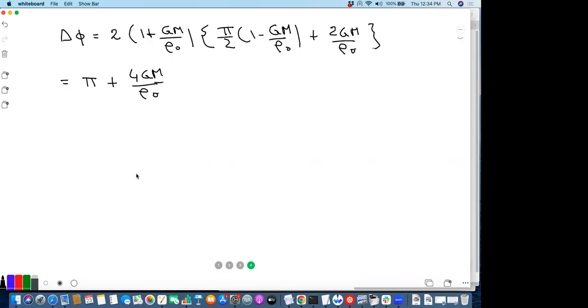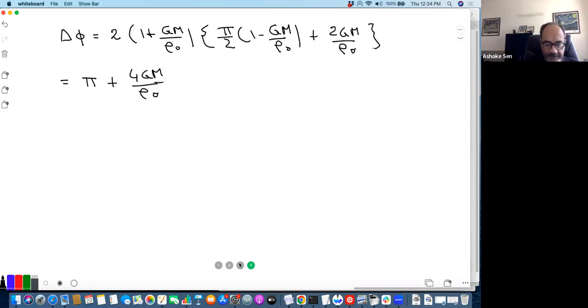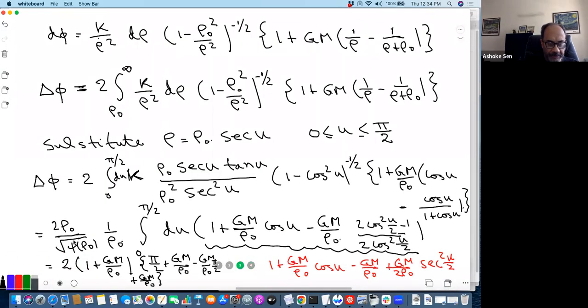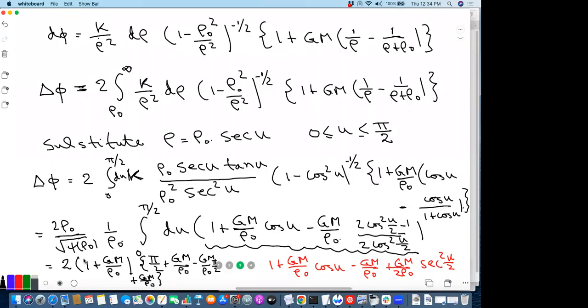Did you use any expansion for 1 by root psi of rho 0? Yes, I did here. 1 over root psi of rho 0, so this is 1 over square root of 1 minus 2 gm over rho 0. That I wrote as 1 plus gm over rho 0. Okay, fine.